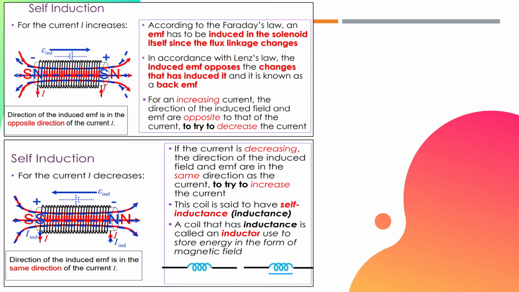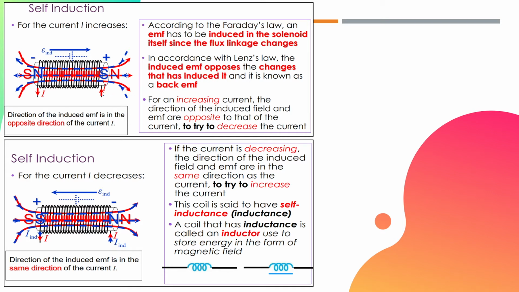Remember, when the current changes, and now the current is increased, there is a flux linkage change. So, when there is a flux linkage change, according to Faraday's law, there is an EMF induced in the solenoid. Okay, so you can see here, when I is increasing, according to Lenz's law, the induced EMF here will oppose the change that has induced it.